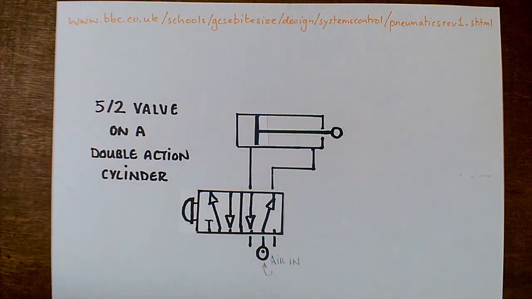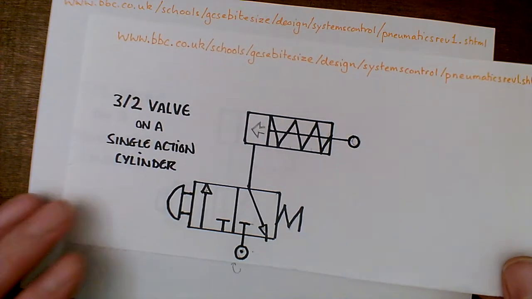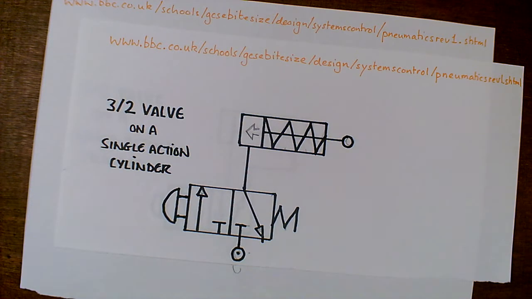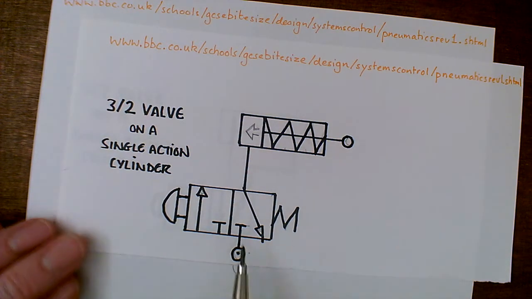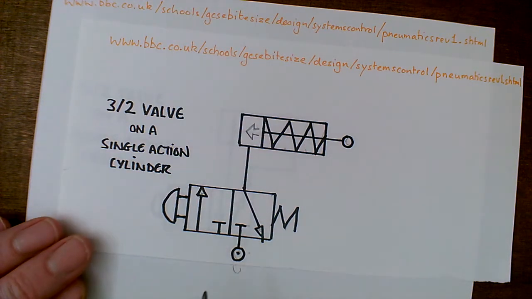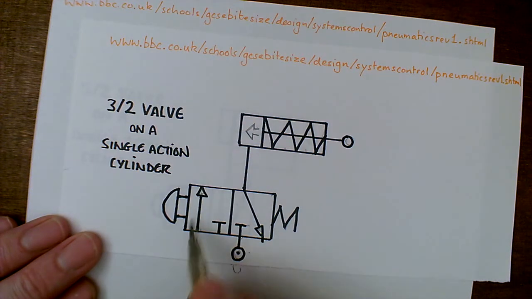So, why is it called a 5-2, or why is it called a 3-2? So, this is a 3-2. We have 3 ports. 1, 2, 3. Remember, this is part of the same components as 1, 2, 3. We've got an inlet. This port here, or this part of it here, that's the inlet port, that's port 1. And we have an outlet at the other end, this would be port 2.